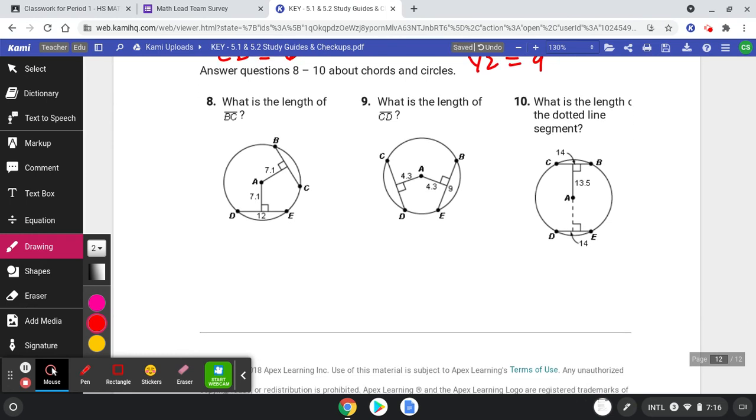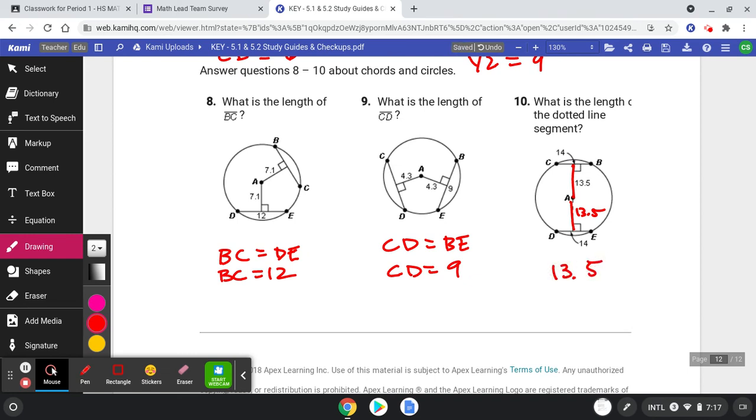Finally, if these are the same distance apart, the chords are congruent. So we know that BC is equal to DE, and they told us that DE was 12. Here we know that CD is equal to BE, and we were told that BE is 9. And finally, we were told here that this was a little 13.5, and so they want to know what this is. So this is saying if those two chords are congruent, then their distances are the same. This is the converse. So we just say that that other distance is 13.5.